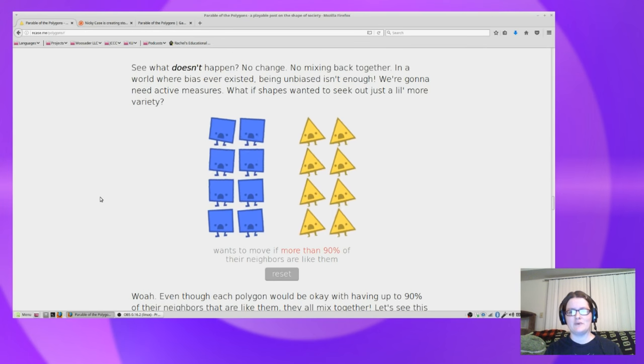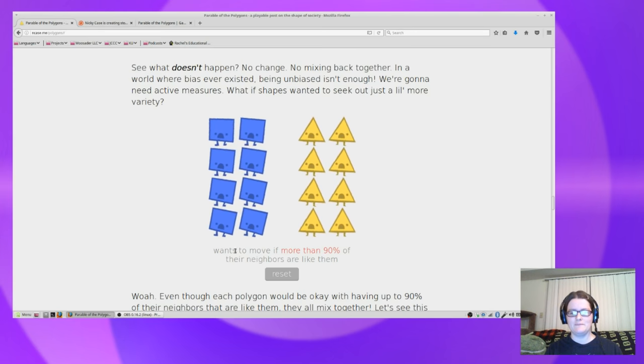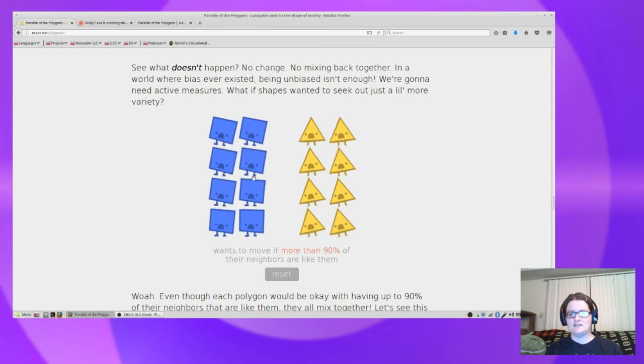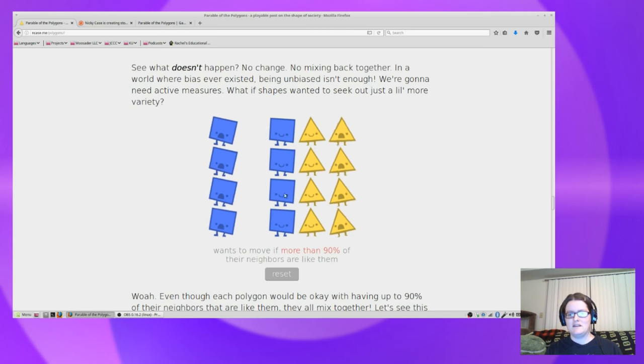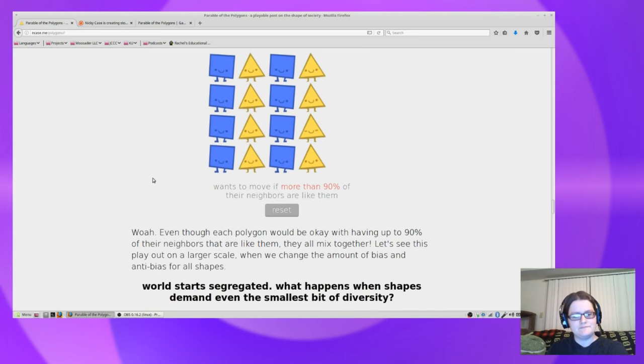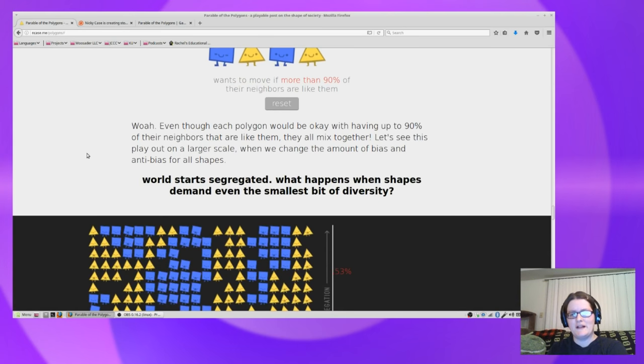What if shapes wanted to seek out just a little more variety? So now, wants to move if more than 90% of their neighbors are like them. So, let's see. These guys are all together. Let's try to move them around. Okay, we got some happiness here. Let's move these guys over. These guys are unhappy, and now we have a happier group. Whoa, even though each polygon would be okay with having up to 90% of their neighbors that are like them, they all mix together.